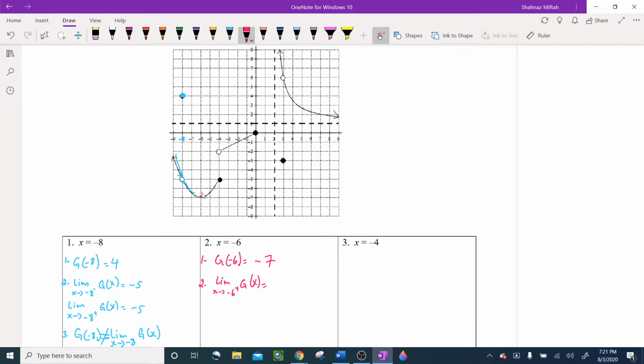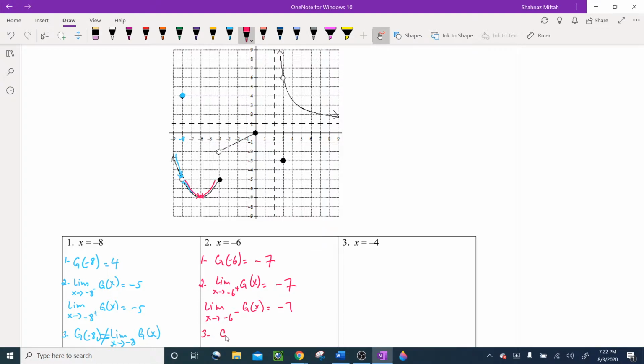So that's -6, and this is the only graph that we have that approaches -6's y value. So I'm going to go right of -6, and I approach right there. The y value is -7. Limit as x approaches -6 from the left of g of x equals... This is -6 from the left, right there, right? And again, it's -7. Now, do you see? -7, -7, -7. We are okay now.